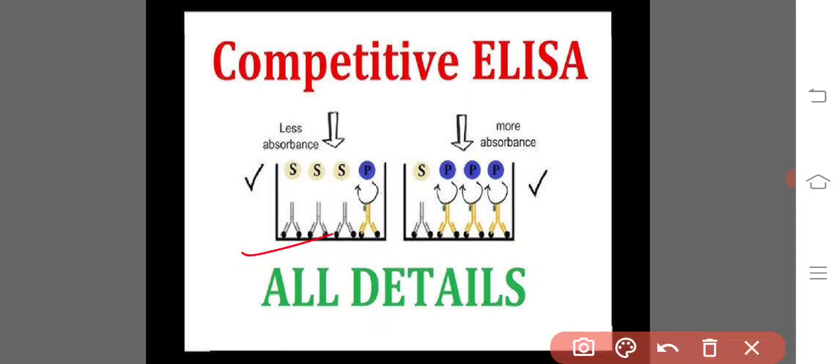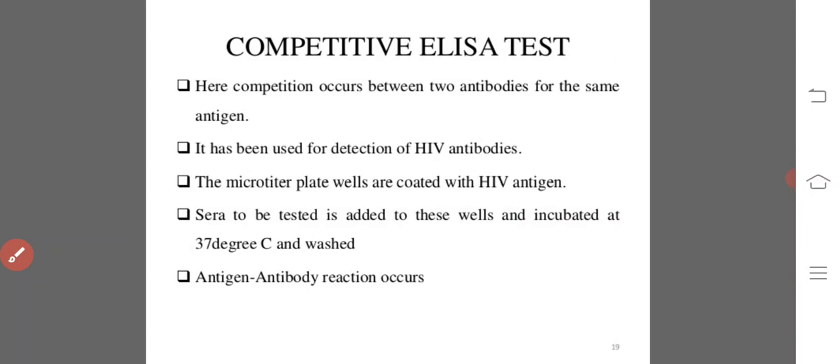Then a substrate is added, and remaining enzymes elicit a chromogenic or fluorescent signal. The reaction is stopped to prevent the eventual saturation of the signal, and thereby that will be measured. So simply, here the competition occurs between two antibodies for the same antigen. It has been used for detection of HIV antibodies.